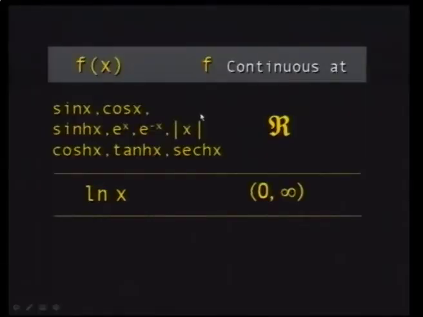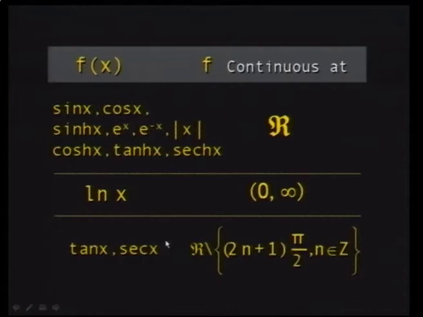The logarithm of x, we saw before, since it is the inverse of the exponential, which has a range of the open interval from 0 to infinity, therefore its inverse function has a domain from 0 to infinity. So ln x is defined only for all values of x greater than 0.